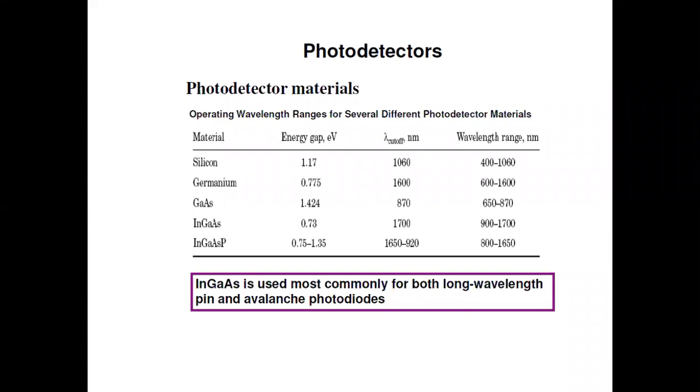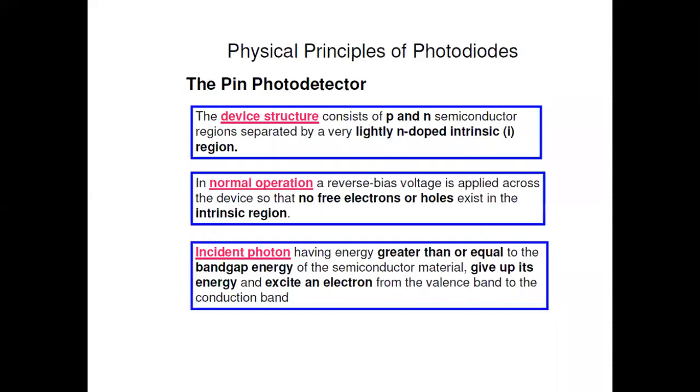And the materials which are used for photodetection, there are many of them depending on their energy gap and the cutoff wavelength range for the operations: silicon, germanium, gallium arsenide, indium gallium arsenide, and indium gallium arsenide phosphide. Indium gallium arsenide is used most commonly for both long wavelength PIN and avalanche photodetectors.